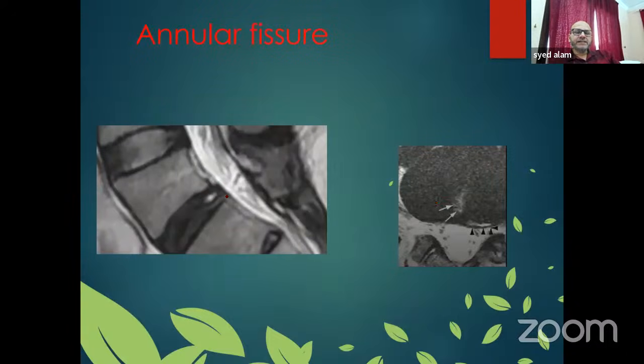This is basically the disc, and this is the annular fissure. An annular fissure can be radial, can be horizontal, can be like this. So we call it annular fissure, or annular tear, but it is better to say annular fissure instead of annular tear. Annular fissure also, according to the literature, may be symptomatic.